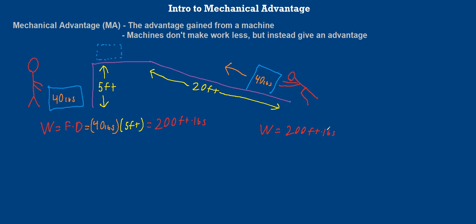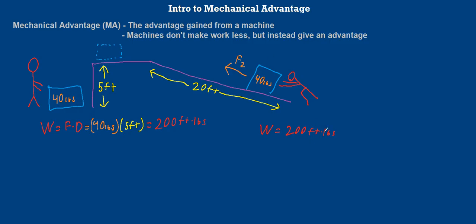But now we're going to go a longer distance. And if you think about it, it's kind of obvious. To push it up a ramp versus to pick it straight up, one requires a lot less force. And so let's see what that force is. Well, okay, we'll just call it force 2 for now. It's the same job getting done. We're still getting this box up here. But what is that force?